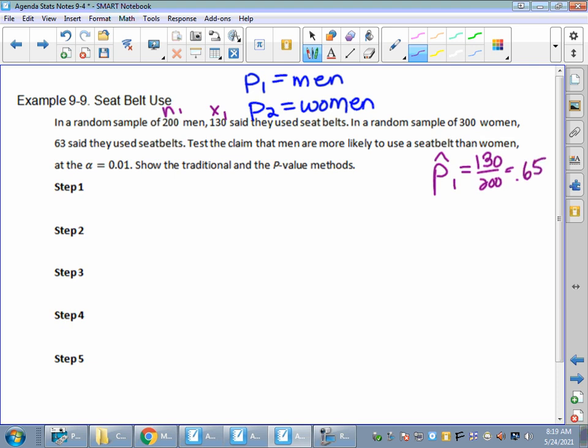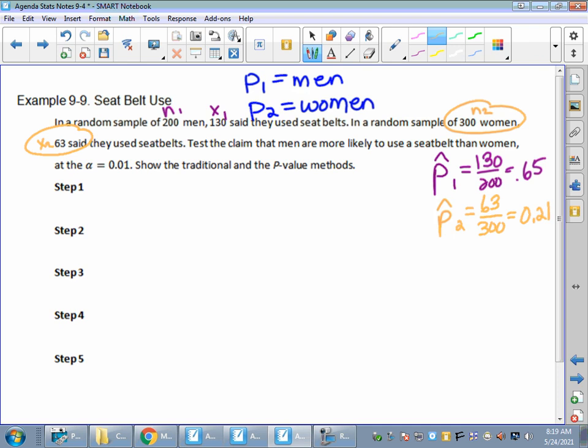Then I'm going to do the same thing. I'm going to find my p hat for sample 2. Sample 2 is women. So there were 300 women, so that's my n sub 2, second sample size. 63 used seatbelts. So 63 out of 300 is going to be something like, what, 0.21? So I've got my p hat 1 and my p hat 2.